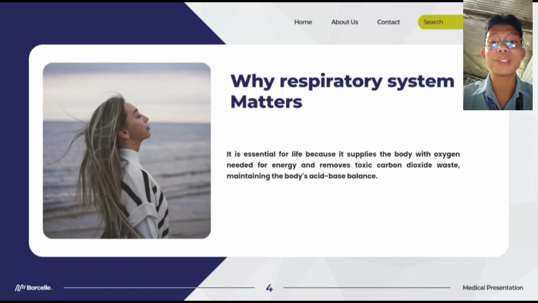So why does the respiratory system matter? It is because it supplies the body with oxygen needed for energy and removes toxic carbon dioxide waste, maintaining the body's acid-base balance.